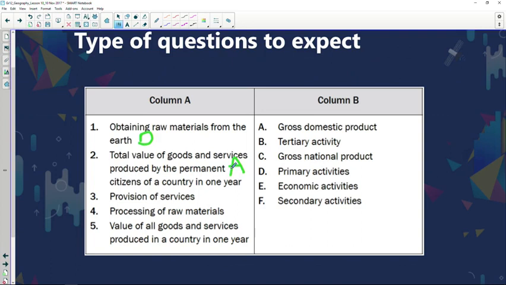Provision of services. Now you've got your primary, secondary, and tertiary. That will be tertiary. Processing of the raw materials. That's secondary activities. And last but not least, the value of all goods and services produced in a country in 1 year. That's going to be C. Gross national product. Okay. So that's the type of questions that you might expect.